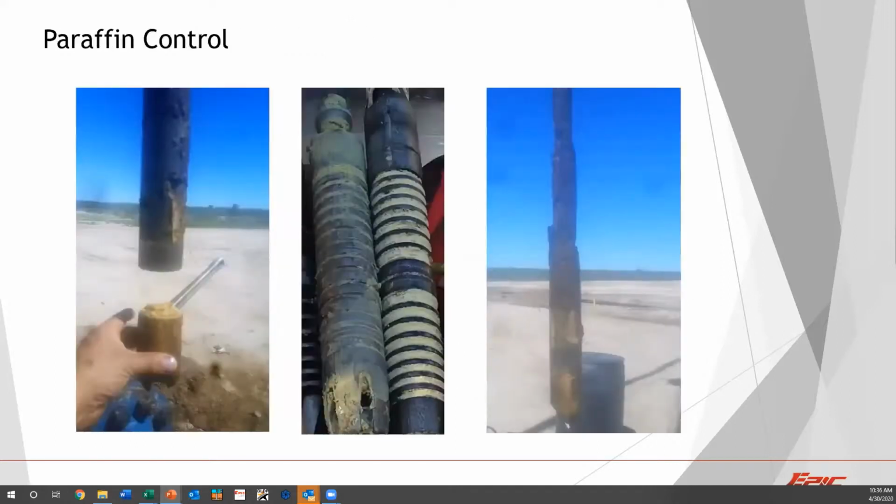And here's what it's all about when it comes to paraffin control. So you can see with these bypass plungers, they've done a really good job of cleaning the tubing walls and making sure that we're not allowing anything to build up inside that upper section, which can create choke points and cause us to lose production.